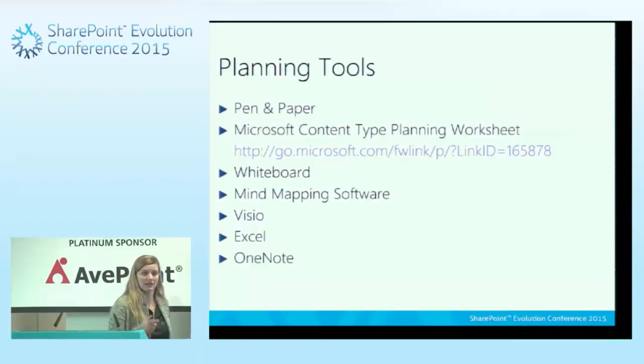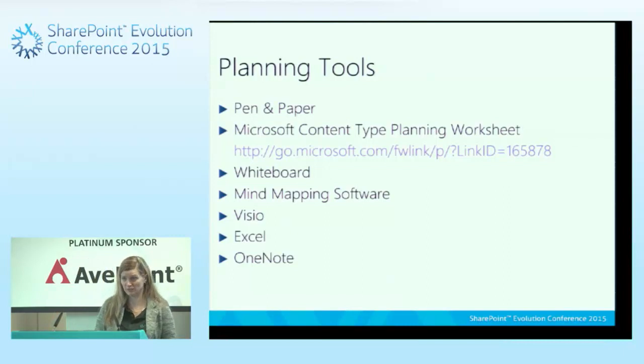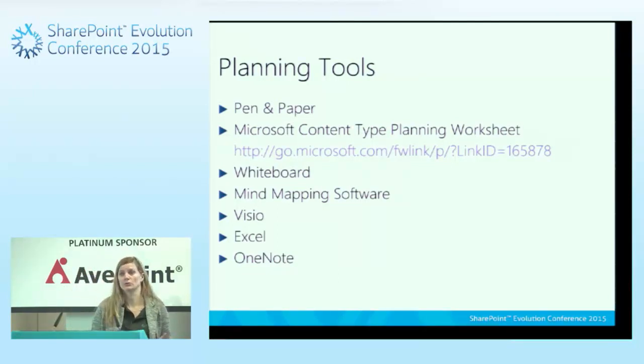So here's some planning tools. Everybody needs tools. Pen and paper. It's an easy one. Doesn't cost you a whole lot. Most of us have pen and paper somewhere. I think I see a few out there. There is a content type planning worksheet that Microsoft has so lovingly provided for you. I will show you what it looks like. You may want to go in, modify it, change it. It's very basic, and you may want to change it around, make it work for you and your organization. But it does give you a place to start. That's Excel.